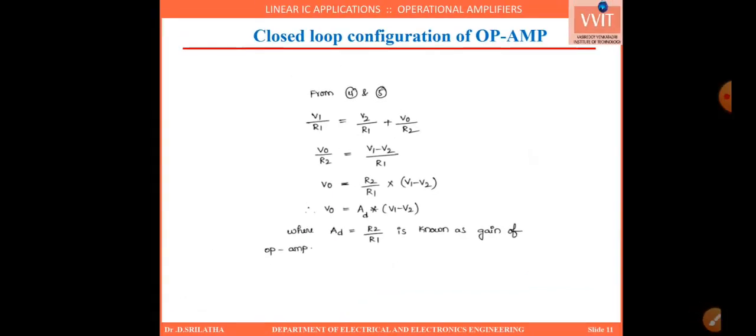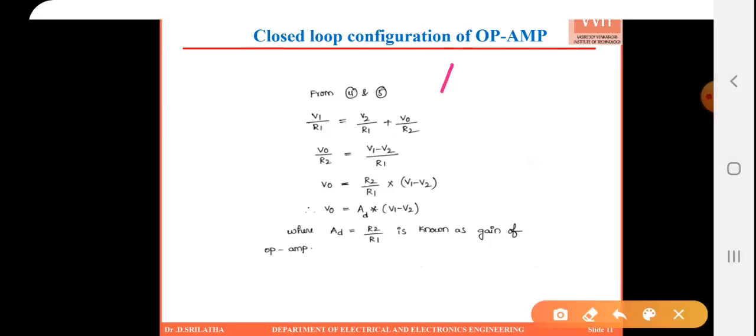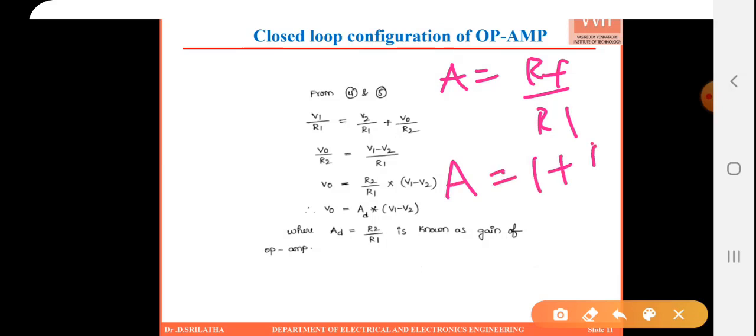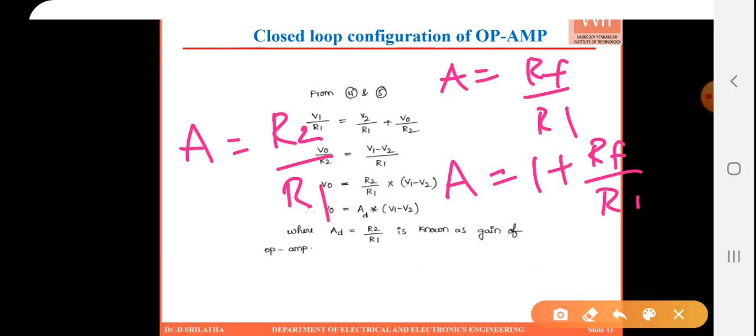In this session we have seen three closed loop modes of operational amplifier: inverting, non-inverting and differential amplifier. In inverting mode, the gain is RF by R1; for the non-inverting amplifier, 1 plus RF by R1; and for the differential amplifier, A is equal to R2 by R1. These are the three gains of the closed loop modes of operational amplifier.